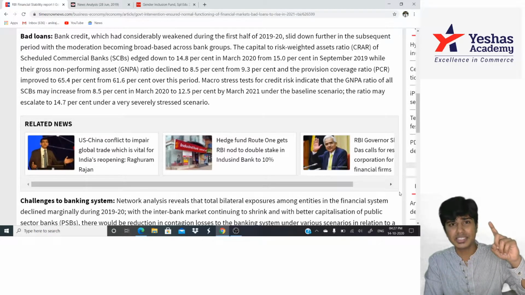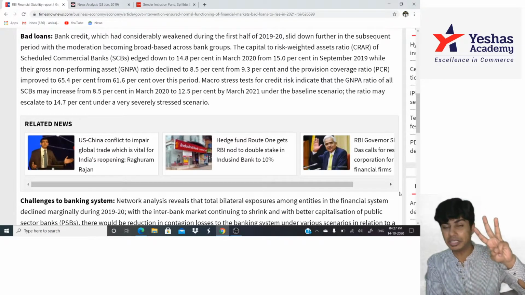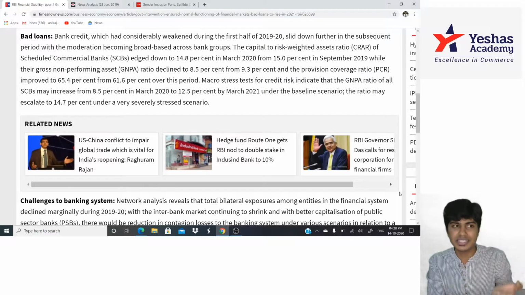Capital to risk weighted assets ratio, higher the better. Then gross non-performing asset ratio, lower the better. Provision coverage ratio, higher the better. You guys get that? If the provision coverage ratio and capital to risk weighted assets ratio are high, the banking company is doing good. Whereas if non-performing assets are less, the banking company is doing better.